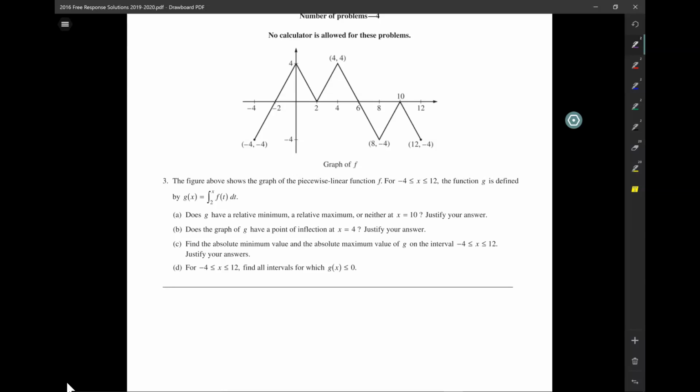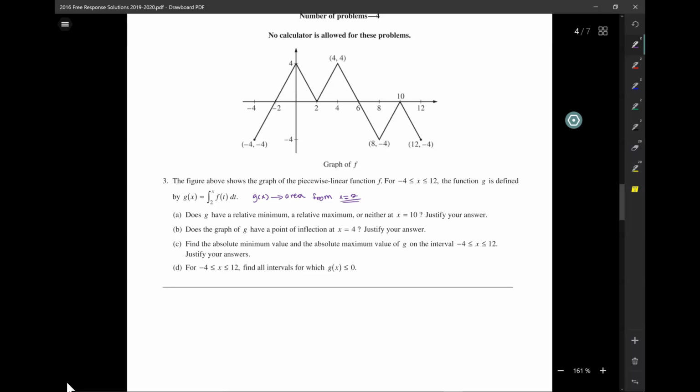So what does g of x represent? G of x is the area, right? Under the graph, or between the graph and the x-axis, but starting at x equals 2. That's the important part, okay? So if your x is a number greater than 2, then you're accumulating area. But if your x is something less than 2, then you're going backwards. That's the key part here.